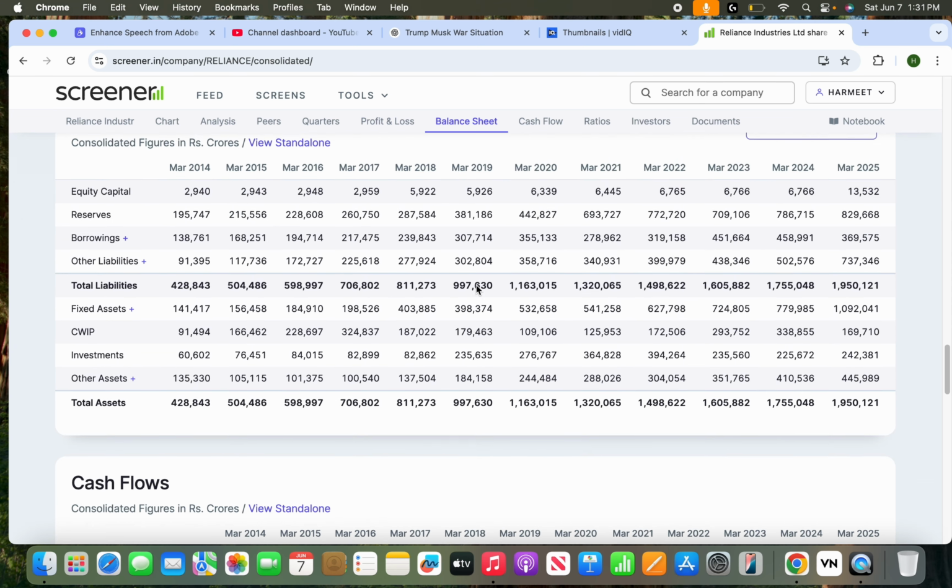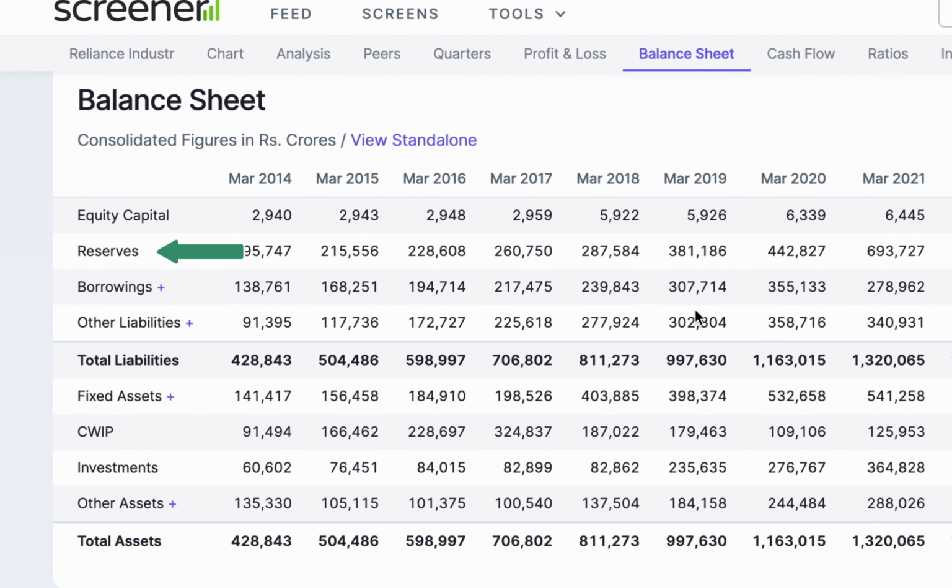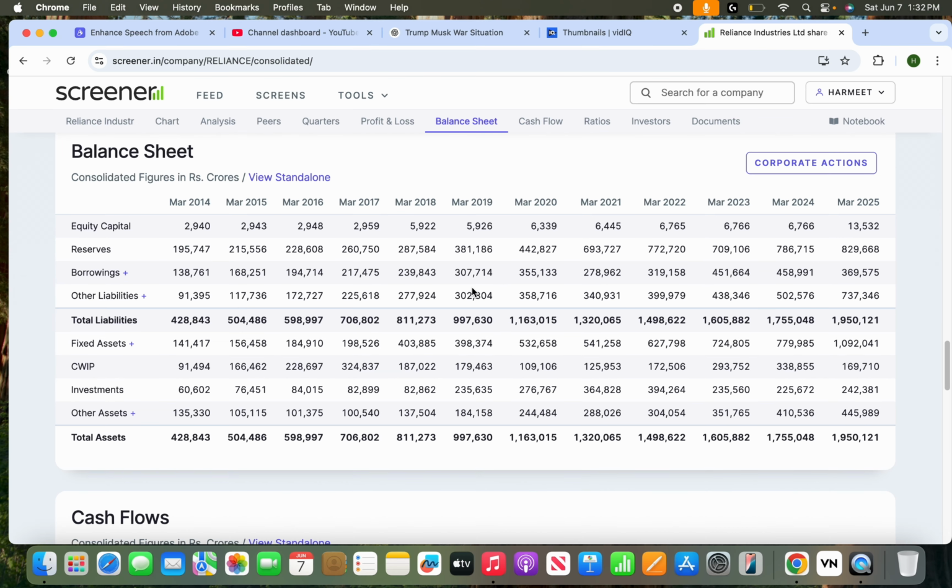Now let's move on to the balance sheet. The balance sheet gives you a snapshot of the company's assets, liabilities, and equity at a specific point in time. A few important items to analyze here. First one is reserves. Growing reserves indicate the company is retaining profits.